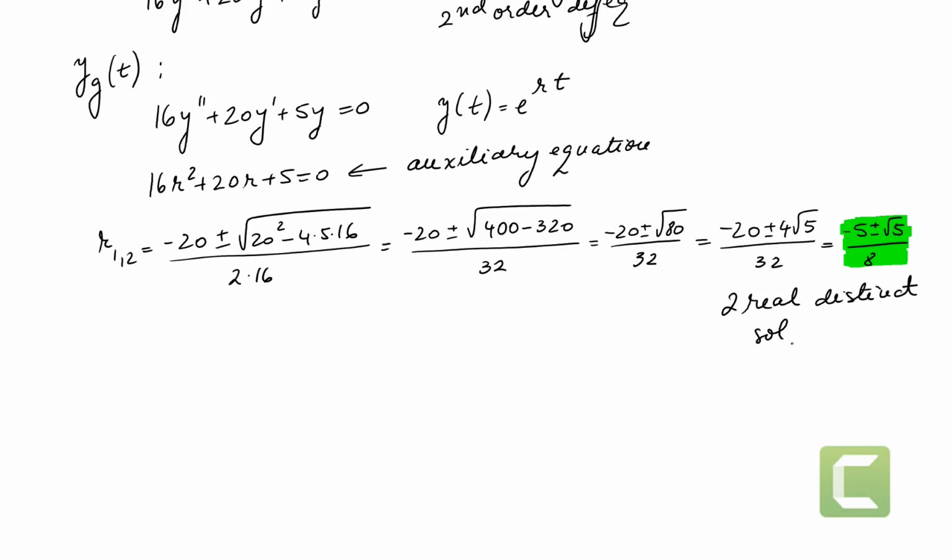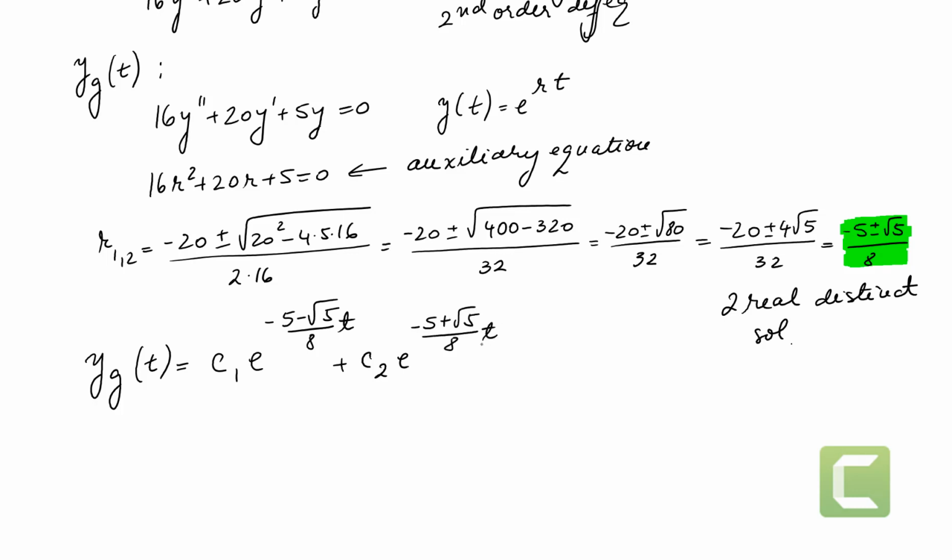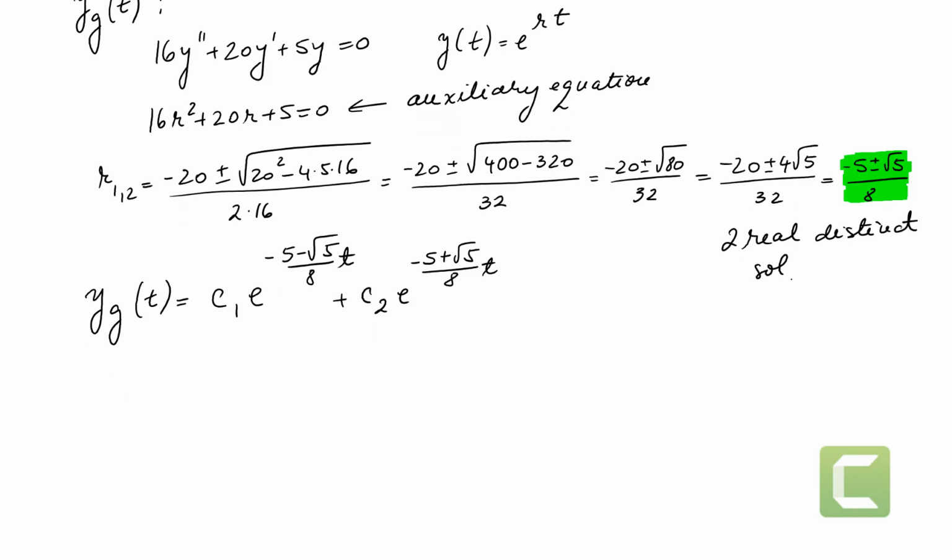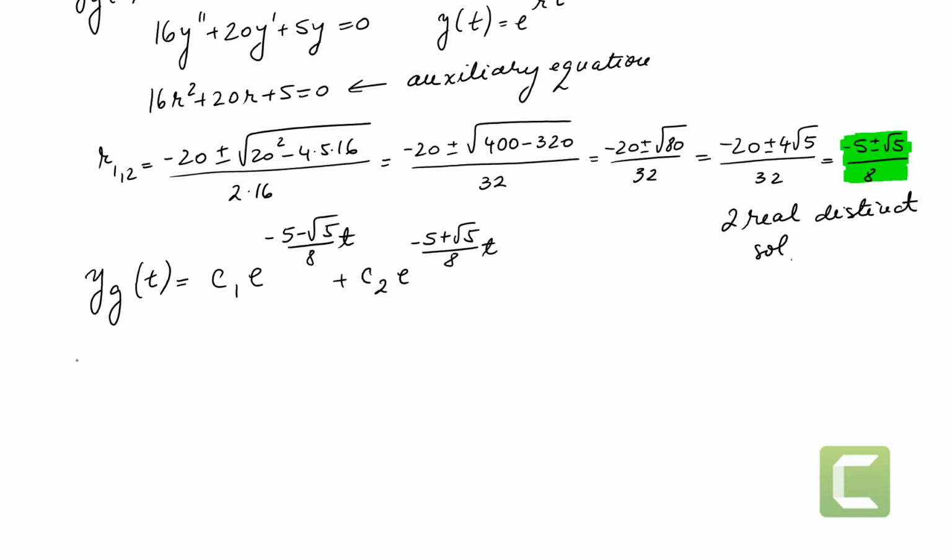So what does that mean? It means that the general solution is c1 e to the negative 5 minus square root of 5 over 8 t plus c2 e to the negative 5 plus square root of 5 over 8 t. This is the general solution. Now let's try to find the particular solution.